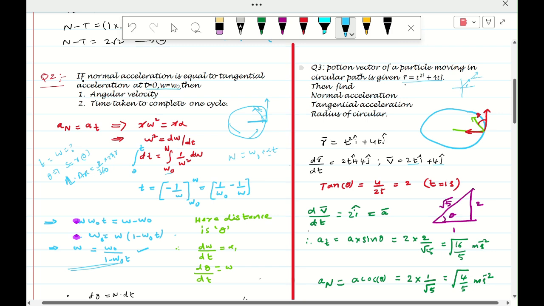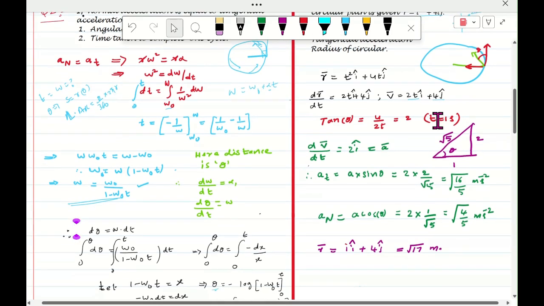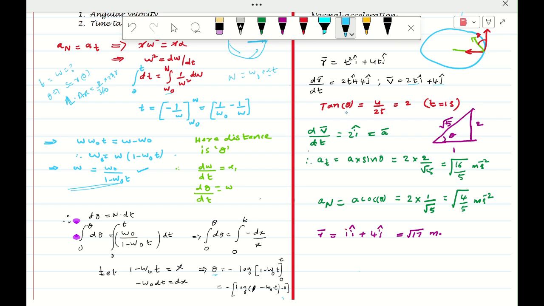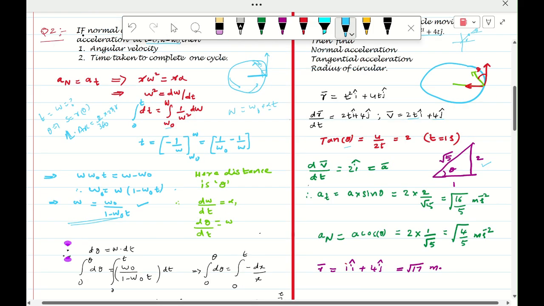Now the velocity is making some angle with the x-axis. How much will it be? Tan theta equals Vy by Vx. Theta is the angle with the x-axis that I have taken. So 4 by 2t, at t equal to 1, it will be 2, tan theta equals 2. From that you will get this triangle. Whenever tan theta value is given, to find sin theta and cos theta, take a right angle triangle. At t equal to 1 second, the velocity vector makes an angle with tan theta 2 with respect to the x-axis.